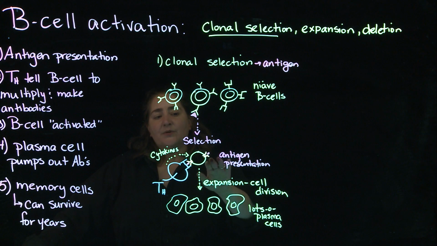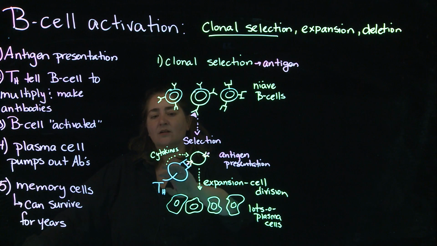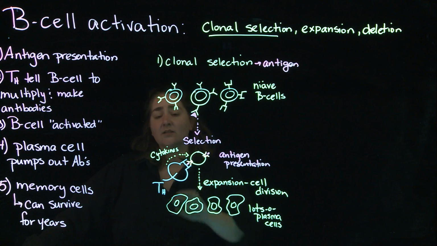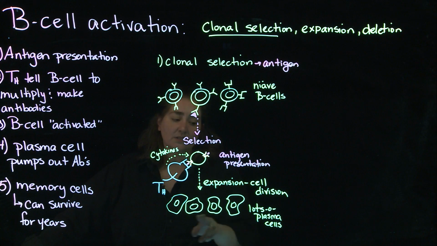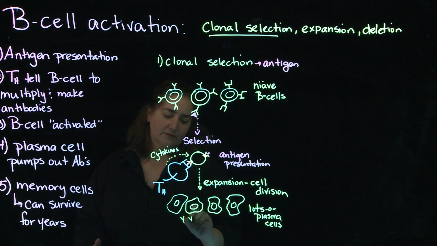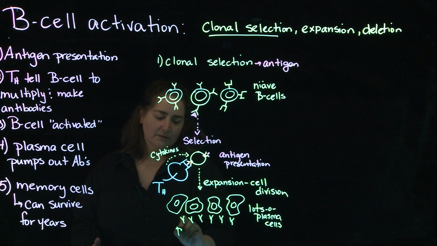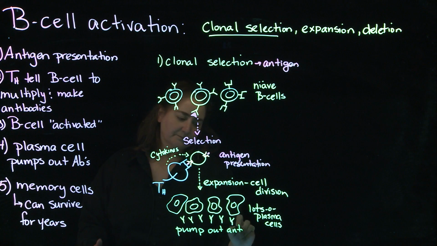That B cell then presents the antigen on the outside of it. The T helper cell comes along, secretes those cytokines. What those cytokines tell that cell to do is essentially make more cells. So it tells it to proliferate, it tells it to undergo mitosis. Now we get the plasma cells that are going to start pumping out our antibodies.